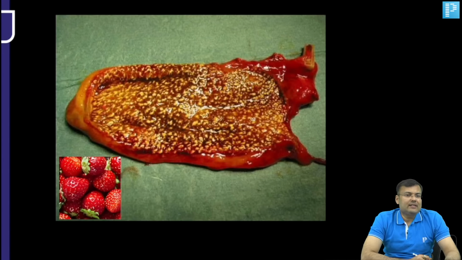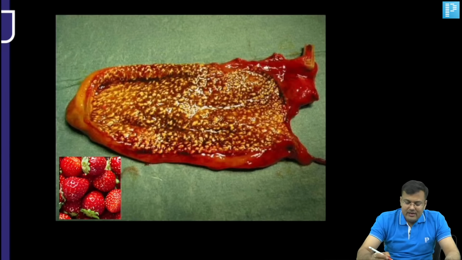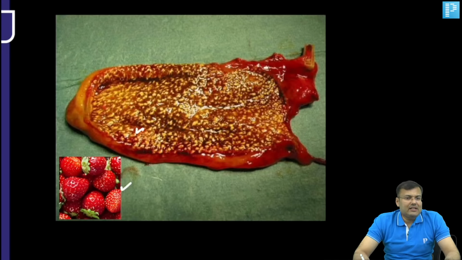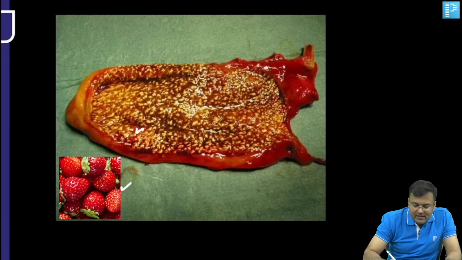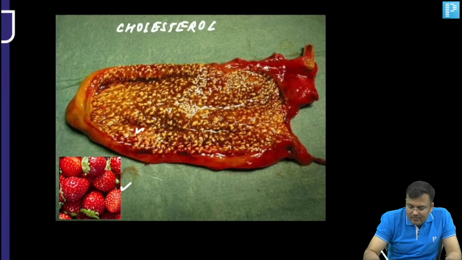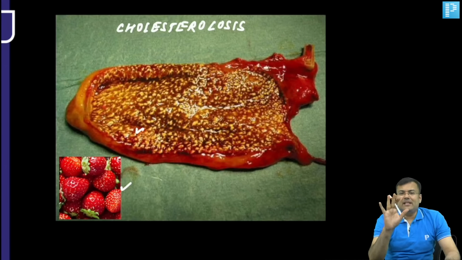Next, easiest question, guys, tell me what is the name? All of you know. Yes, here this is the gallbladder and here this is the strawberry. Gallbladder is looking like strawberry. What is the name? All of you know, strawberry gallbladder. Can you tell me what is the other name of strawberry gallbladder? It is cholesterolosis. So, it is very easy to remember.